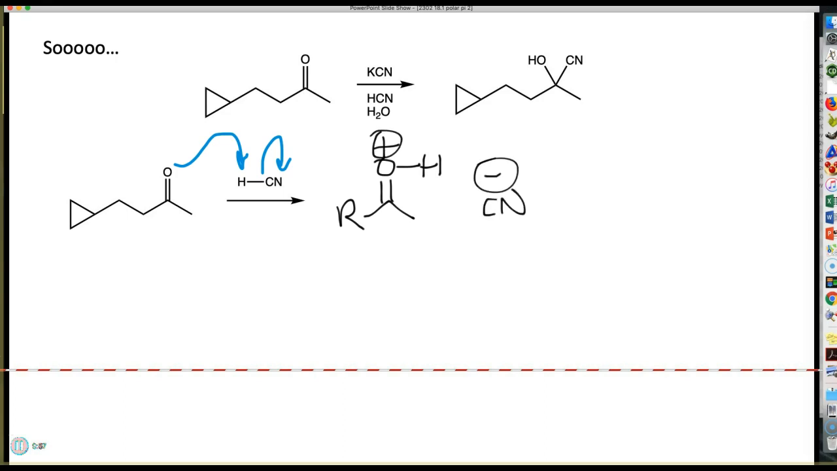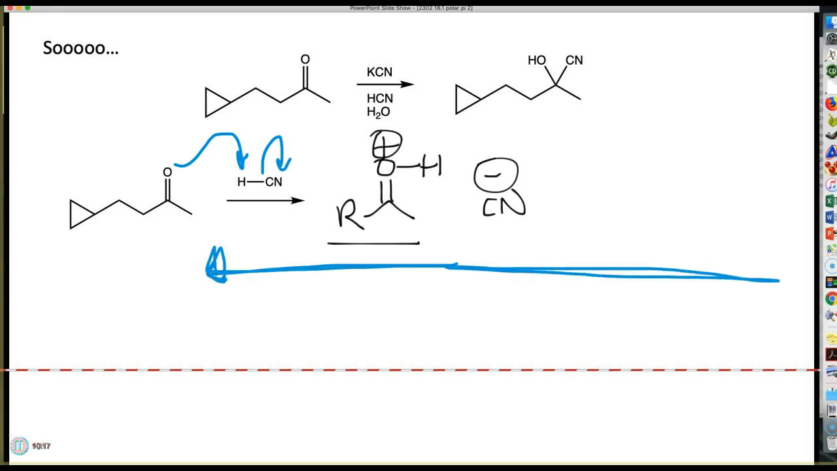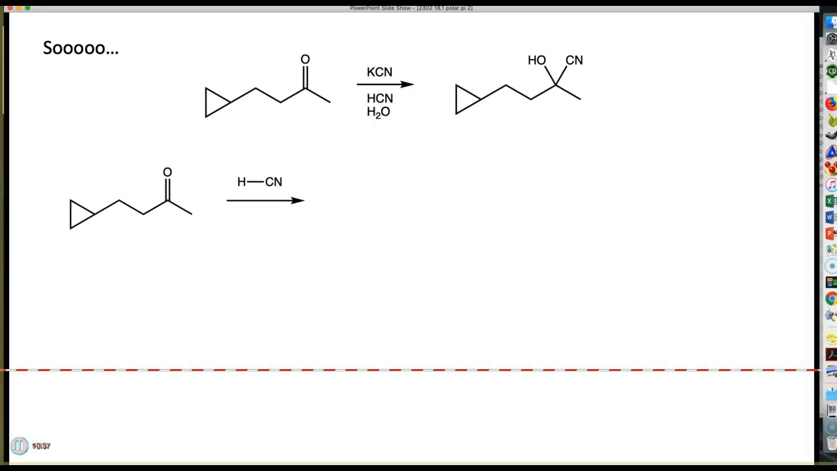this intermediate? Well, no. It may look good on paper, but as is explained in some pretty good detail in the textbook, HCN is actually not a very strong acid at all. This is not a favorable protonation. There is only going to be this most minuscule smidgen of my protonated ketone present in the reaction mixture. So this actually is not considered under acidic conditions because HCN is not a strong acid.